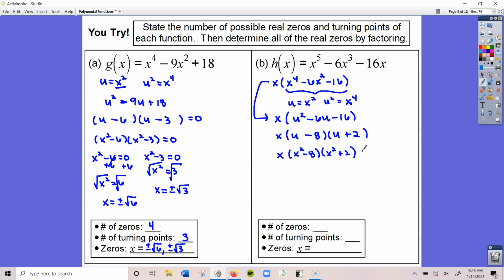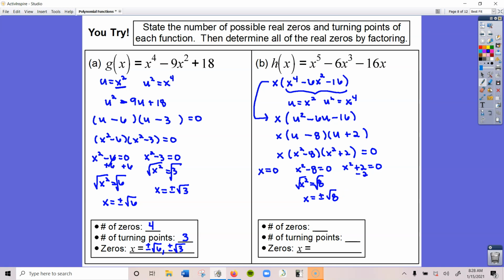We solve for each individual factor when it equals 0. So x is equal to 0, x squared minus 8 is equal to 0, and x squared plus 2 is equal to 0. For x equals 0, there's nothing to solve for, so this is already one of my solutions. Here I'd have to first add the 8, so x squared is equal to 8. Then we would square root. So x would equal plus or minus the square root of 8.